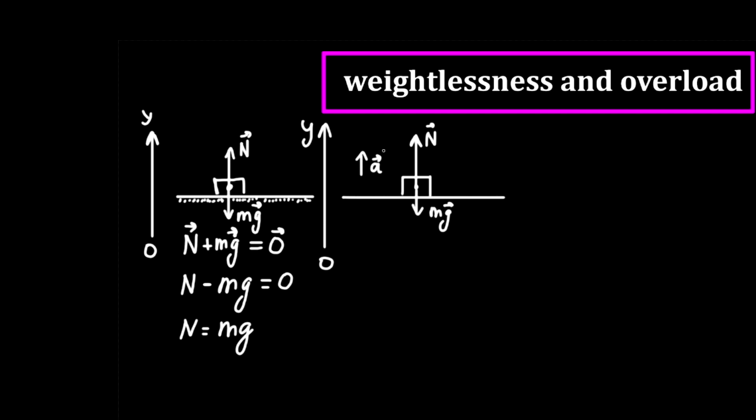Please note that I have drawn the reaction force vector of the support longer than the gravity vector. This is understandable because the body moves with upward acceleration under the action of the reaction force of the support, which is greater than gravity. So in this case, we get an increase in body weight. All right.